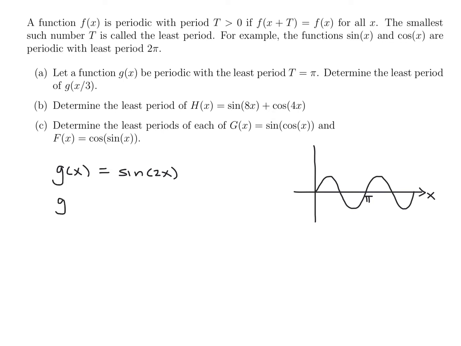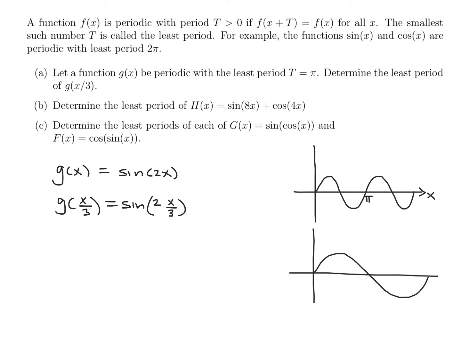So we want the period of g at x over 3. Okay, so substituting that, that's going to be the sine of 2x over 3. Okay, so we graph this, and with a few points, you can graph this one full cycle, and that would give you 3 pi over 2 and 3 pi. So one full cycle would be by the time you get to 3 pi on the x-axis. So here the period, or the least period, is 3 pi. And that's it, really, for part A.